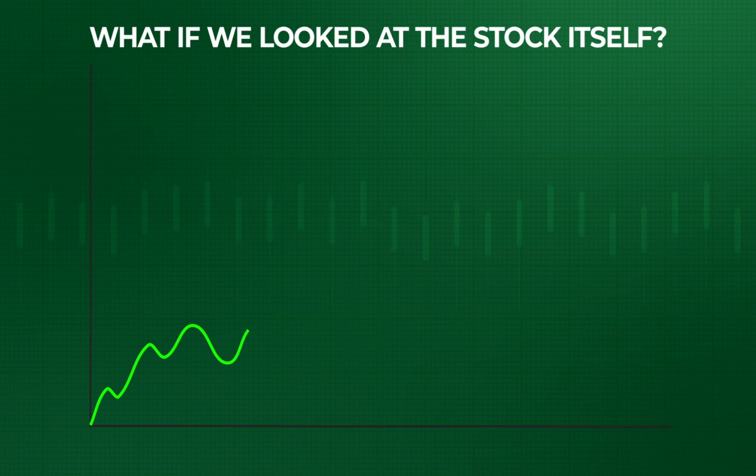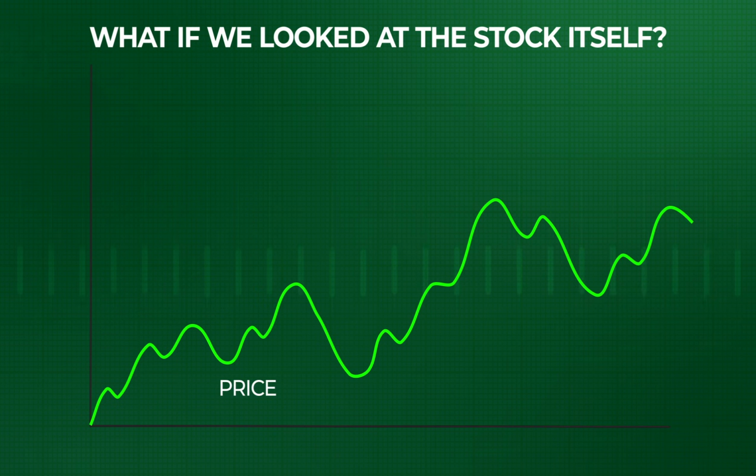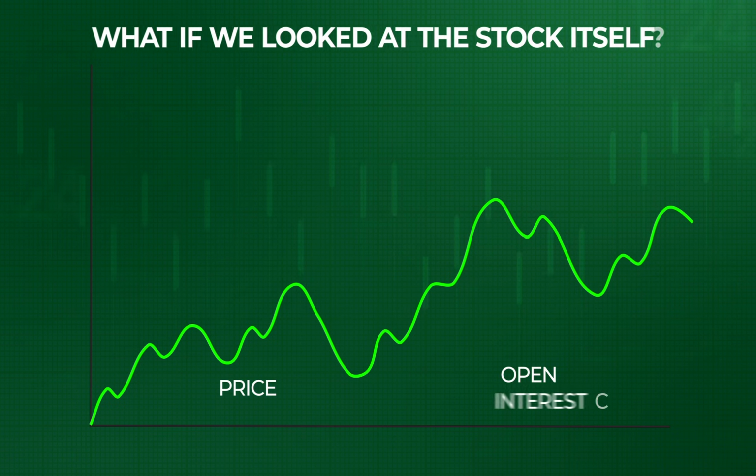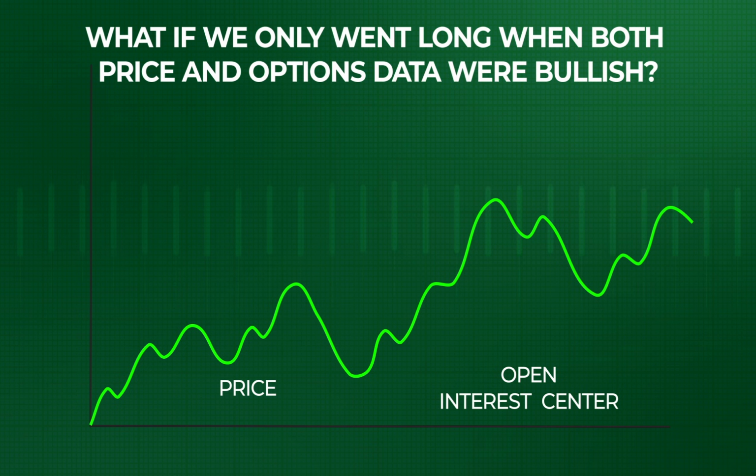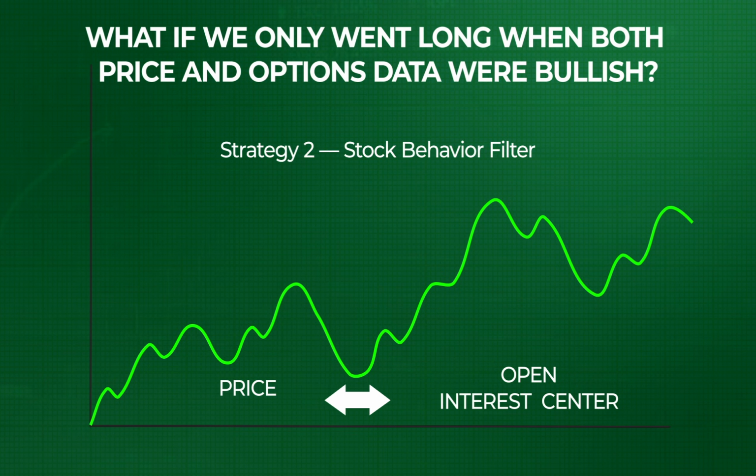So, for the first filter, we told ourselves, what if we looked at the stock itself? What if we only went long when the options data was bullish and the stock looked ready to bounce, and short when the options were bearish and the stock looked ready to pull back? Wouldn't that make the signal cleaner and maybe more profitable? That's exactly what we tested in our second strategy.